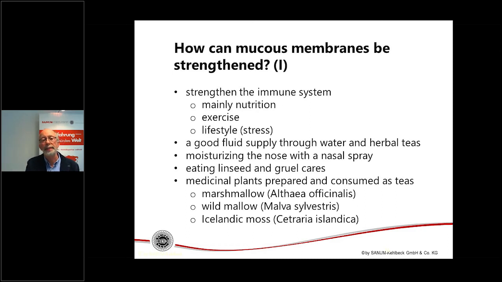In addition, some medicinal plants, so-called mucilaginous drugs, offer the possibility of protecting mucous membranes. These contain mucopolysaccharides, which protect the mucous membrane of the throat, larynx, and trachea. This includes marshmallow, Althaea officinalis, the mallow, Malva sylvestris, and Icelandic moss, Cetraria islandica. These can be prepared and consumed as teas.